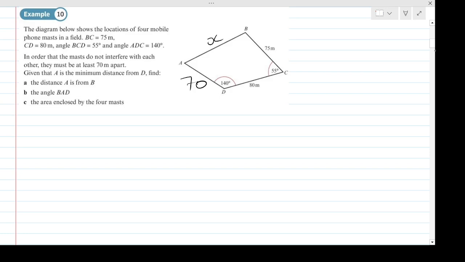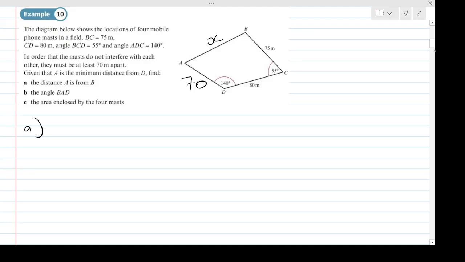Okay, so we need the distance A from B, so we need to find its x essentially. Okay, so the problem is we don't have any triangles. And I know we're going to need to consider triangles. We've got a mixture of sides and angles. So I'm going to need to create triangles from this.